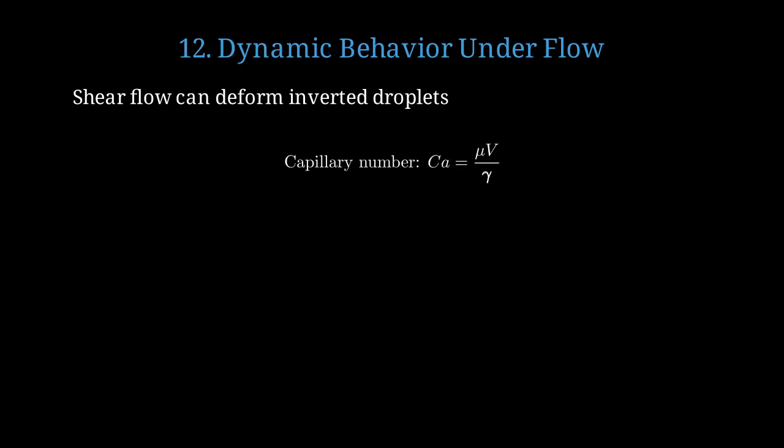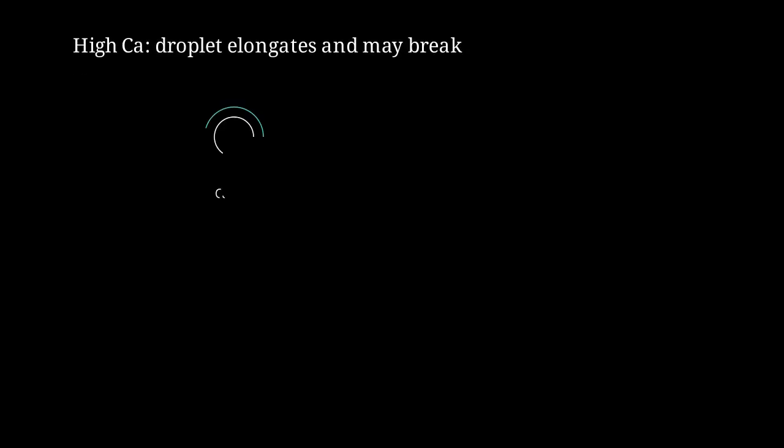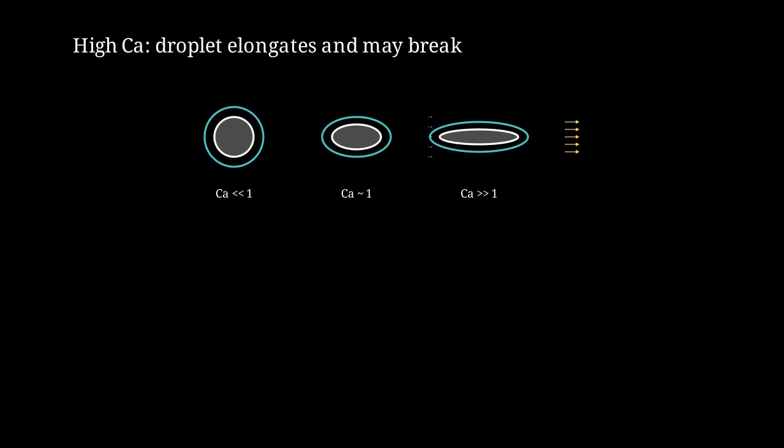Inverted droplets behave in interesting ways when subjected to flow. When fluid flows past them, inverted droplets deform from spherical shapes. The capillary number equals viscosity times velocity divided by surface tension. At low capillary numbers, surface tension dominates and droplets remain spherical. At high capillary numbers, viscous forces dominate and droplets elongate, potentially breaking apart. Here we see progressive deformation as flow strength increases. Yellow arrows show flow direction.